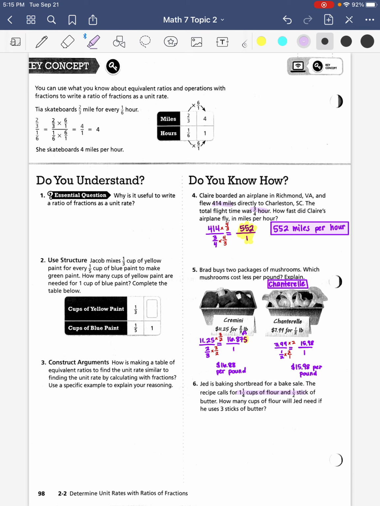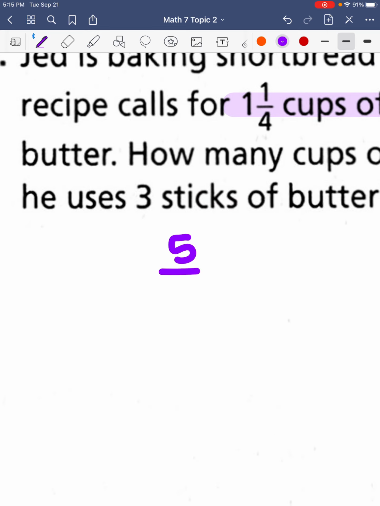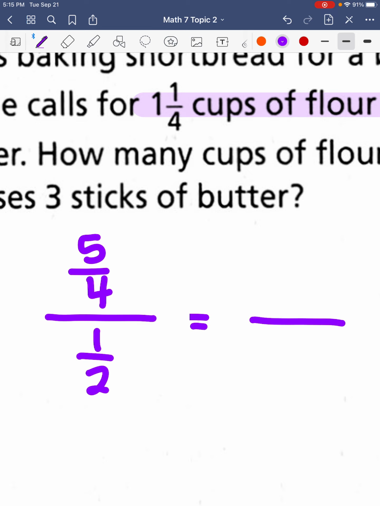So I'm going to go ahead and change that mixed number to an improper fraction. 4 times 1 is 4, plus 1 makes 5. So I have 5/4 cups of flour for every 1/2 a stick of butter, right? So I need to find our unit rate. So how much flour do I need for just 1 stick of butter? Well, how am I going from 1/2 to 1? I'm simply multiplying times 2/1, right? So I'm going to do the same thing on the top, multiply times 2/1.